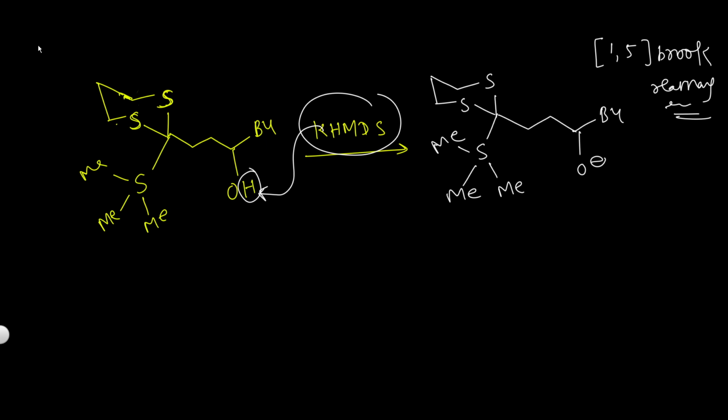I have told you already that, oh sorry, here is a silicon. Okay, sorry. This is a silicon. Really very sorry. Okay, fine. So what happened? This O minus, because silicon has a vacant orbital, will donate electrons to the silicon, and so that's why silicon gets a negative charge, and you will get something like this.